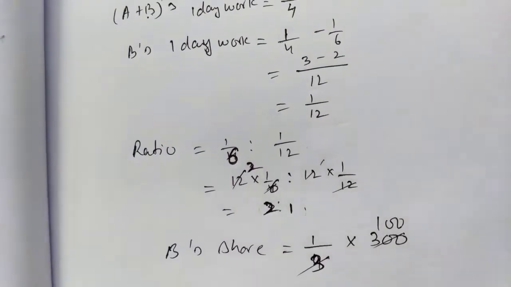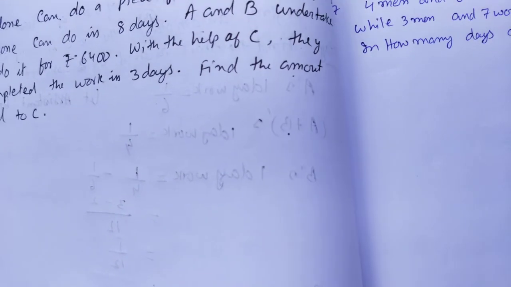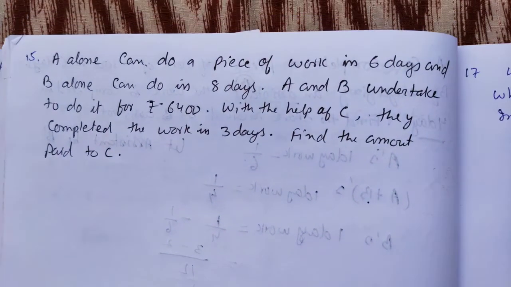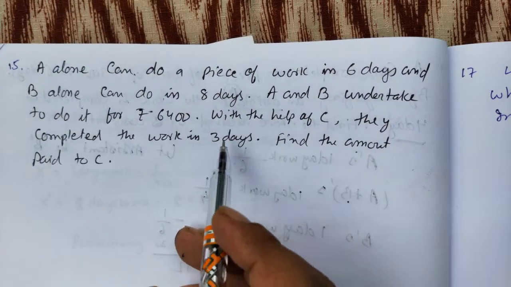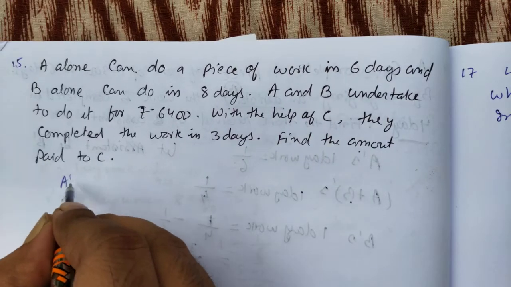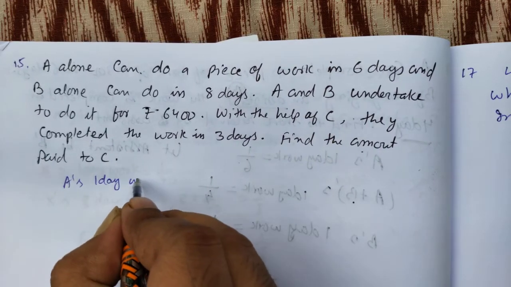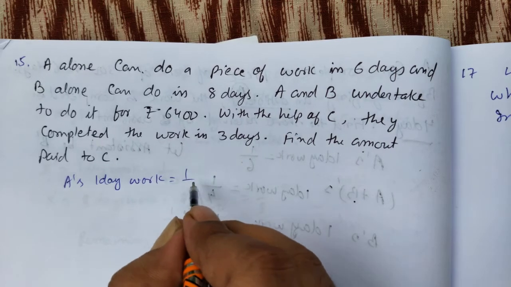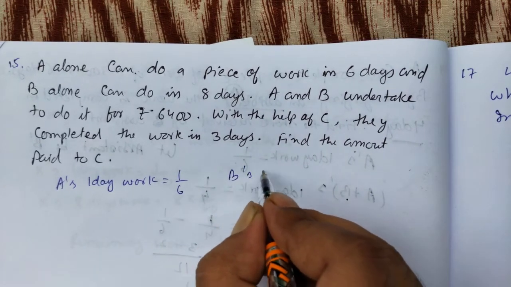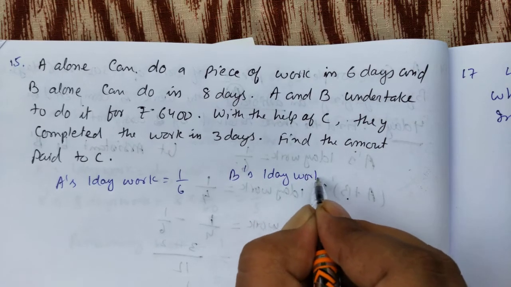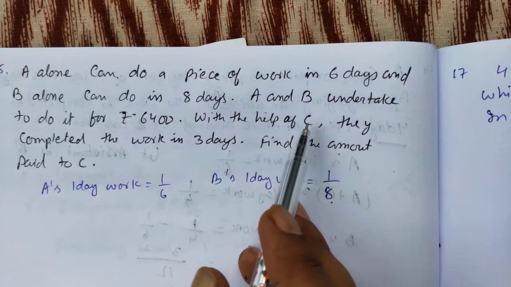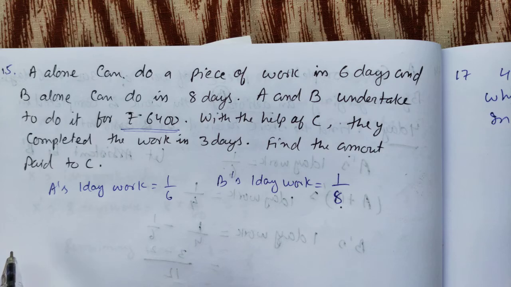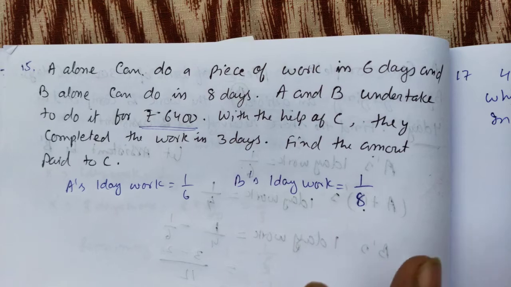So question number 15 is a similar type question also. A alone can do a piece of work in 6 days and B alone can do in, no sorry, 8 days. So A's 1 day work is 1 by 6. B's 1 day work is 1 by 8. A and B undertook the work for this much money. With the help of C, they complete the work in 3 days.